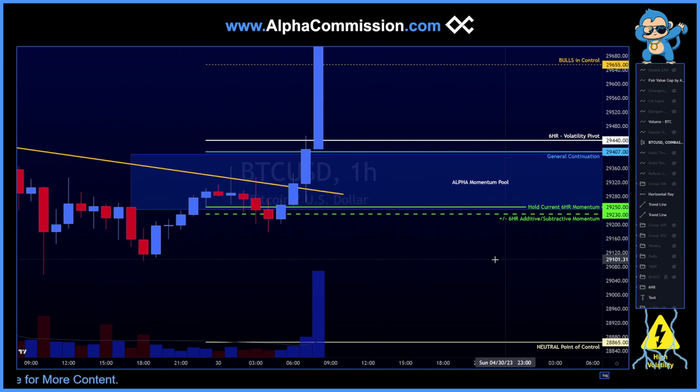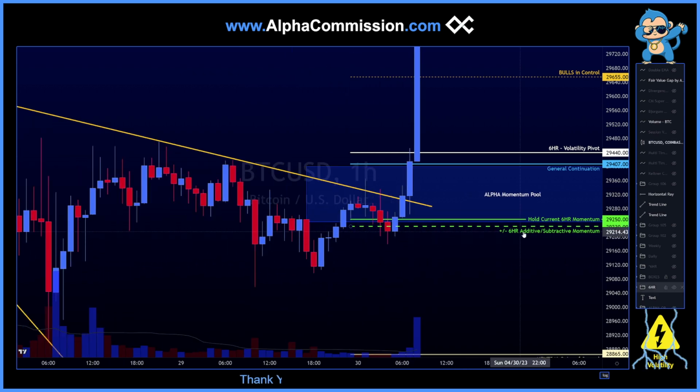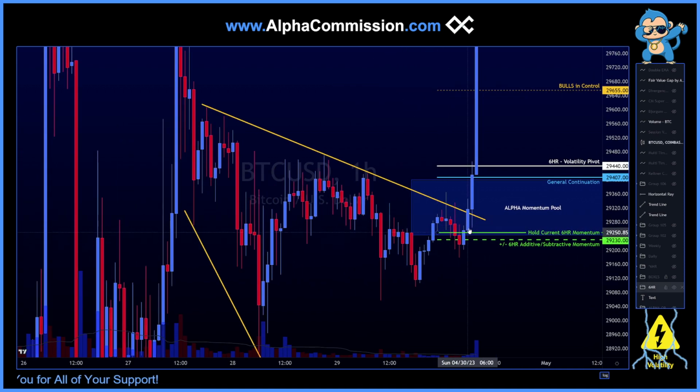If we were looking at the hold current momentum and the additive and subtractive momentum, we never really put any solid candles underneath those levels. Our chart wanted to hold on to the alpha momentum pool, and so we never broke down from it. We had a nice wick up and then an engulfing candle, and that suggested that we were going to have a pump to the neckline.